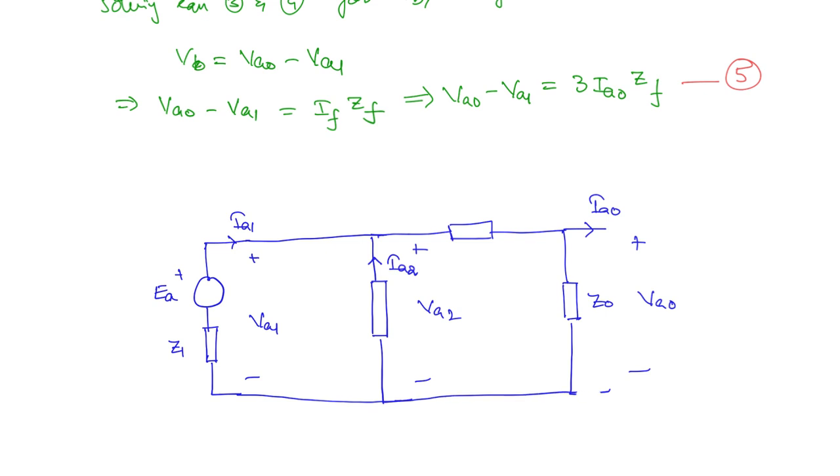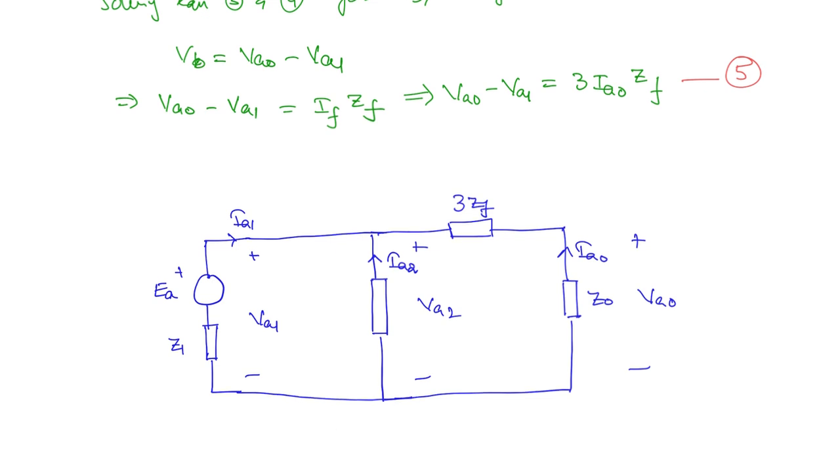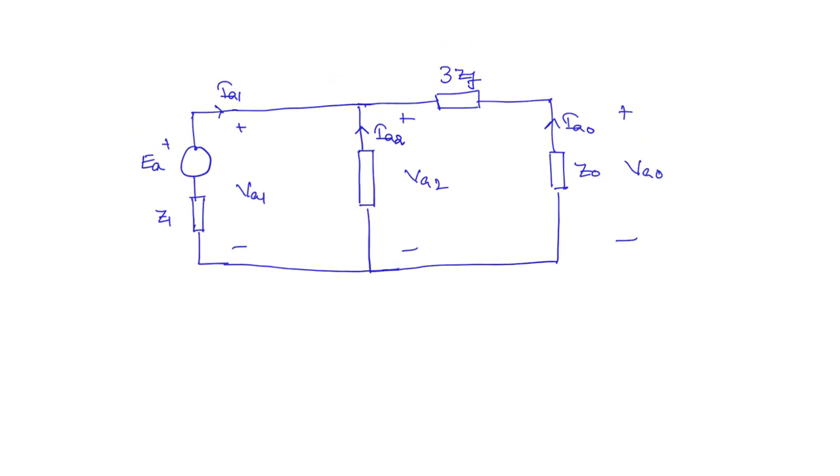Now the current is going to flow on this side. This is IA0. So now the current flowing through this impedance element is IA0, but the drop across this should be 3 times IA0 ZF. That means the impedance value is 3 ZF. So this is the final circuit. Now what is the fault current? Our final goal is to find the fault current, right? So IF is equal to 3 times IA0. So now using this circuit we have to find IA0.